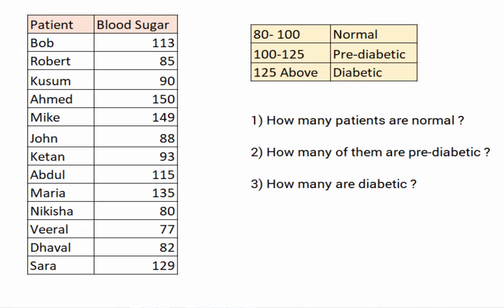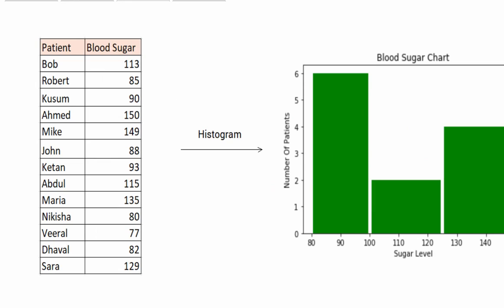Histograms are bar charts where the y-axis contains the frequency of a variable. Let's say you have blood sugar levels of different patients in a hospital, and you want to know how many patients are normal, pre-diabetic, and diabetic. In this case, having a chart like this could be useful, where these different bars represent different blood sugar ranges, and the y-axis contains the number of patients who are within that range. For example, you have 4 patients who are above 125 sugar level, and hence they are diabetic.